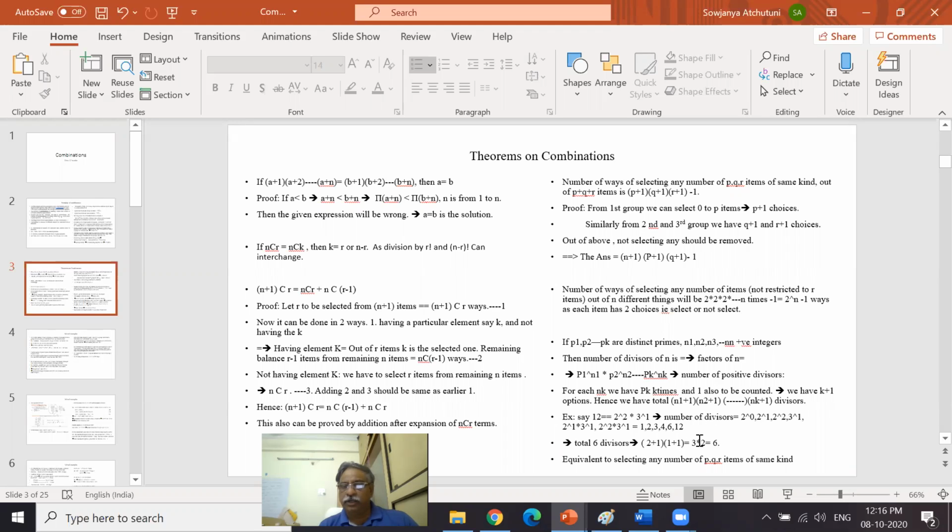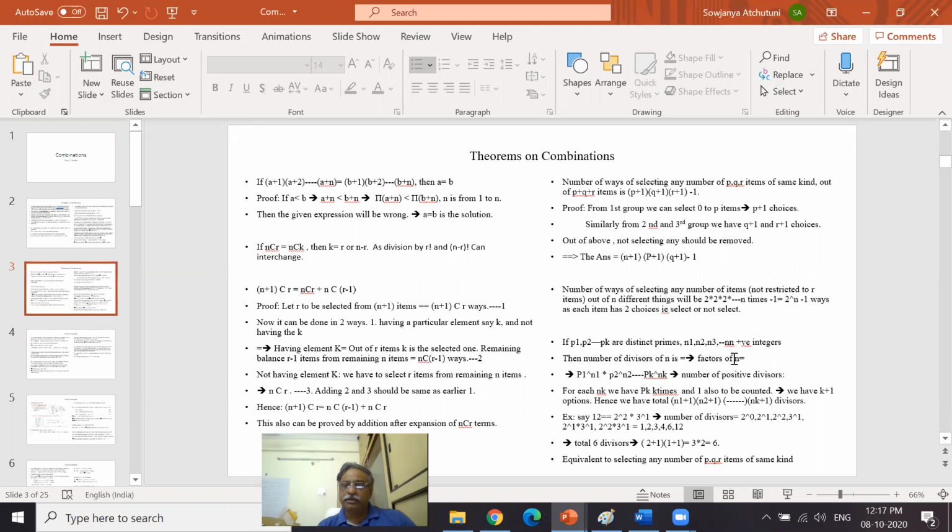Why are we not doing minus 1 here? Because 1 is also a factor, a divisor of my item. So that's why we are not doing minus 1 here. So 6. The same thing is given as a concept here.